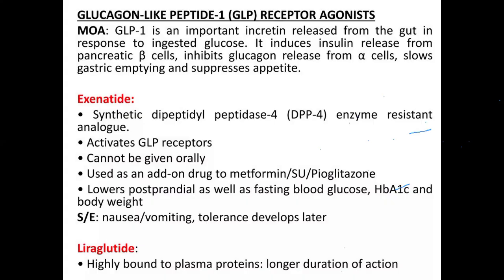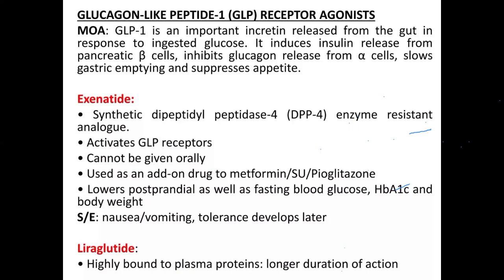Exenatide is the classic example for the glucagon-like peptide receptor agonist. So what is exenatide? How does it work, and what is its structure? Exenatide is a synthetic dipeptidyl peptidase 4 enzyme resistant analog. It activates the GLP receptor. So this exenatide is DPP4 enzyme resistant analog, firstly. Secondly, it activates the GLP-1 receptor, so the site of action for exenatide is the GLP-1 receptor.